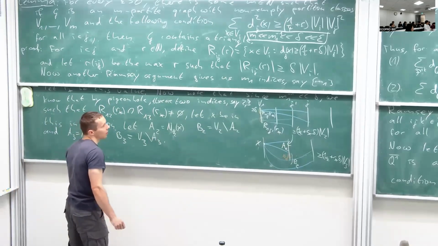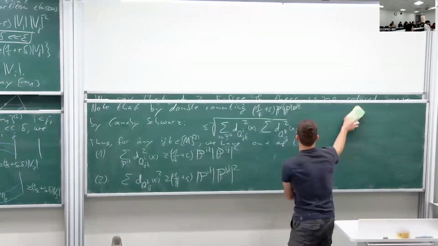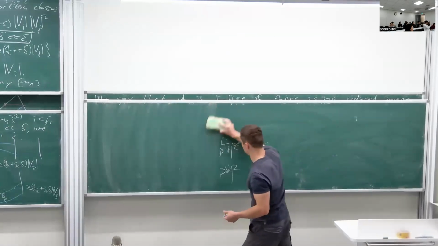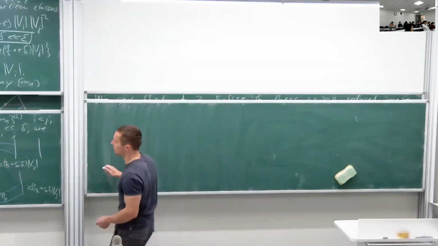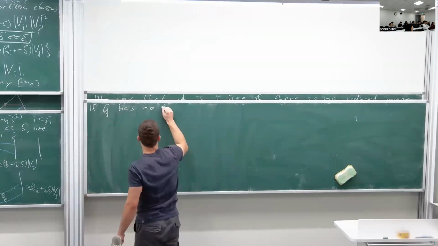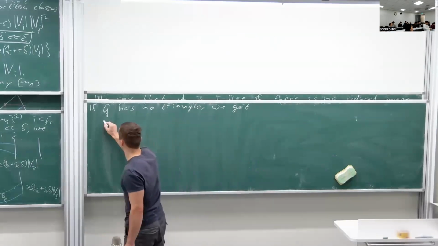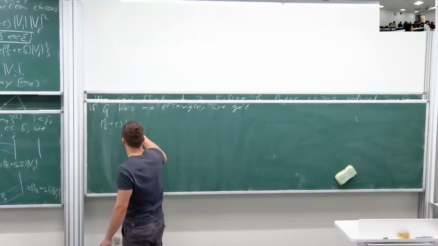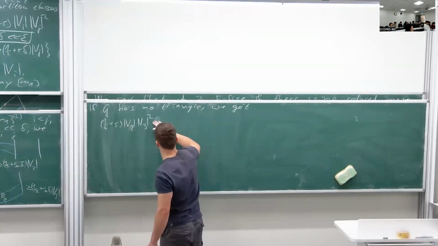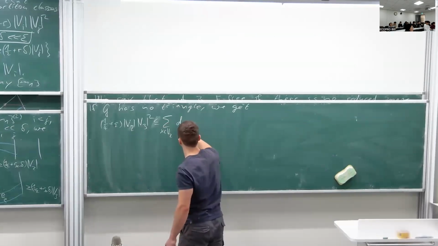Okay, so if G does not have a triangle, then our (1/4 + epsilon) V1, V2, V3 squared, which is the lower bound on the sum of the degree squared over all vertices in V2, the degree squared taken in V3.